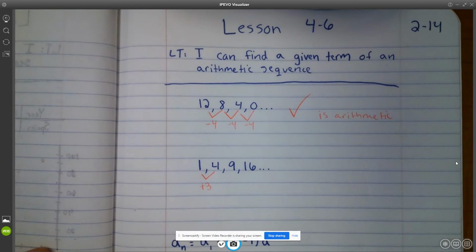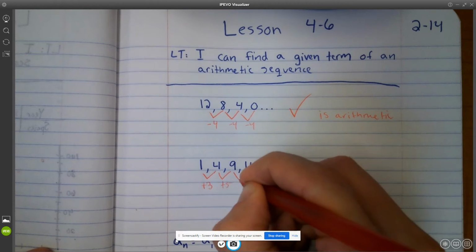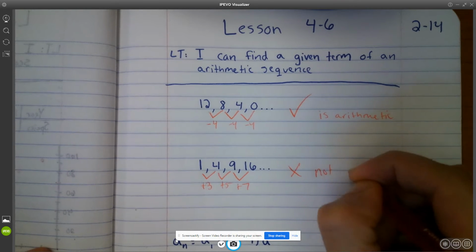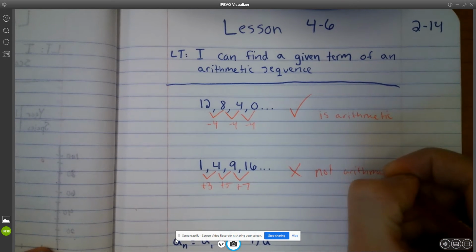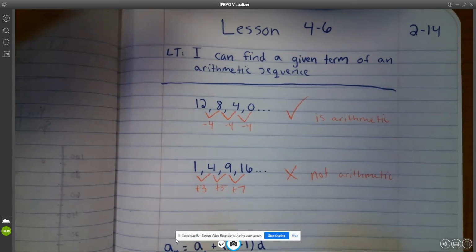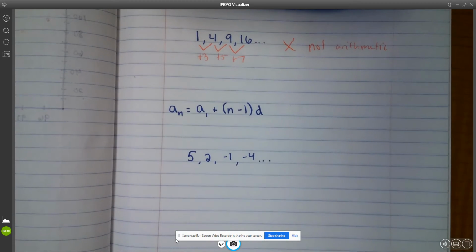Here we are going +3, +5, and +7. So this is not arithmetic because it does not grow by the same thing. Okay, hopefully you get that. That's not too much. This is the part where it gets a little bit tricky. So stick with me. This is what used to confuse me.